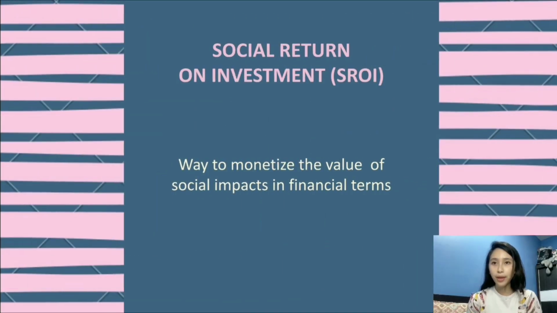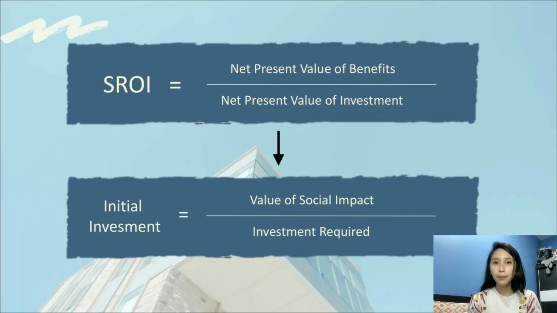The third way to measure social impact is by using social return on investment. It is a way to monetize the value of social impact in financial terms, when the social value is compared to the cost of making the project happen. For example, the investor looks for evidence of social impact that results from the investment in the project. It is a ratio of the net present value of benefits to the net present value of the investment.